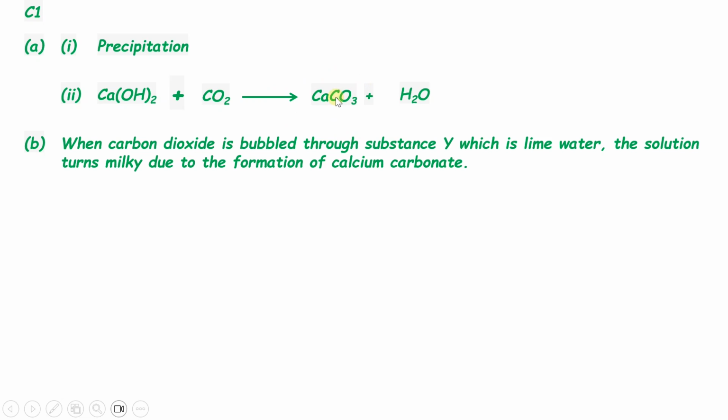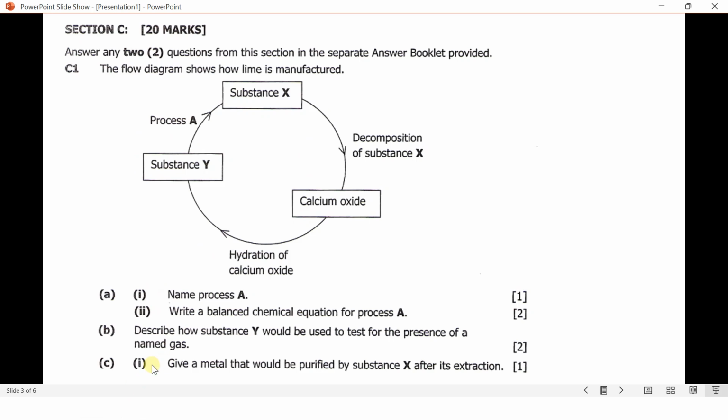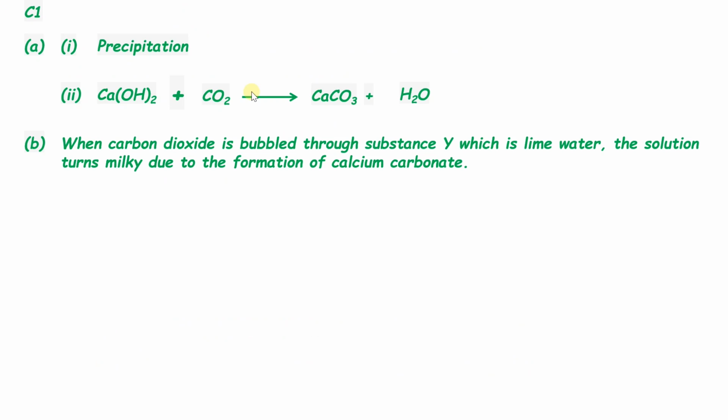Okay, so then we move to C part 1, which says give a metal that would be purified by substance X after its extraction. So, decomposition of substance X. Substance X is actually calcium carbonate. Calcium carbonate is used in the extraction of iron. So here in C part 1, that metal is iron.